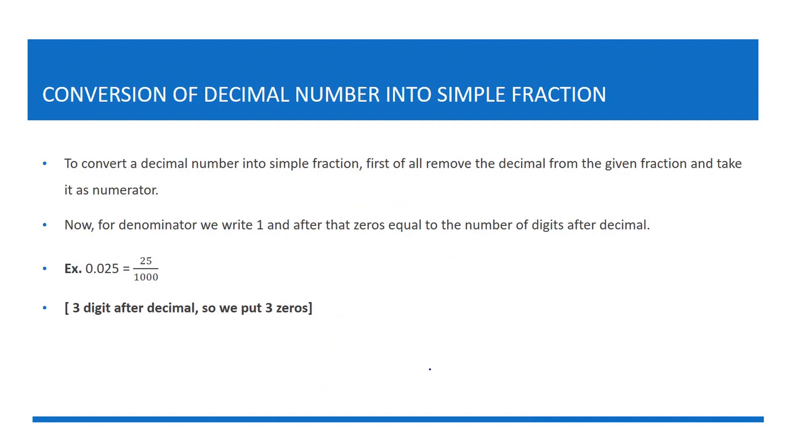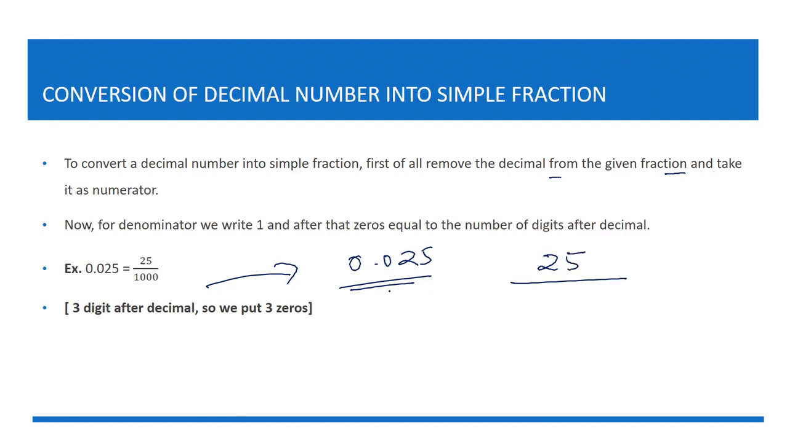Suppose you want to convert a decimal number into a simple fraction, what do we need to do? It's very simple. First of all, you have to remove the decimal point from the given number and take it as a numerator, right? Let us take this example, 0.025. I'll take out the decimal point, and then I'll just write the number, that is 25 here.